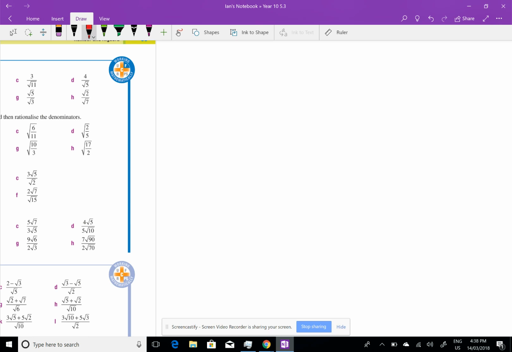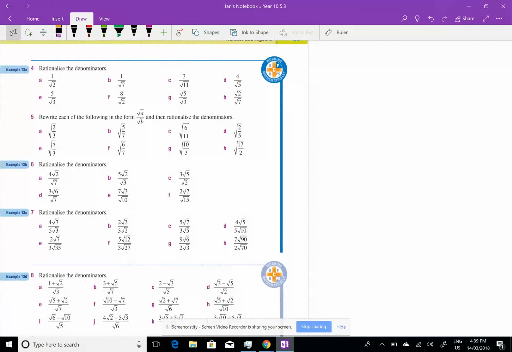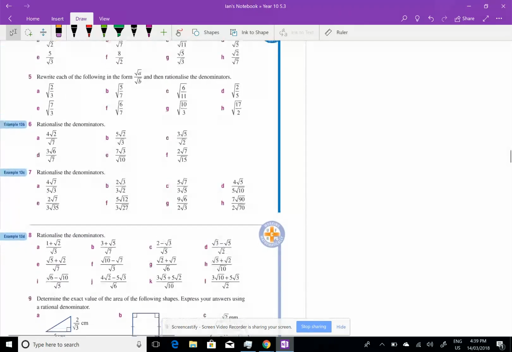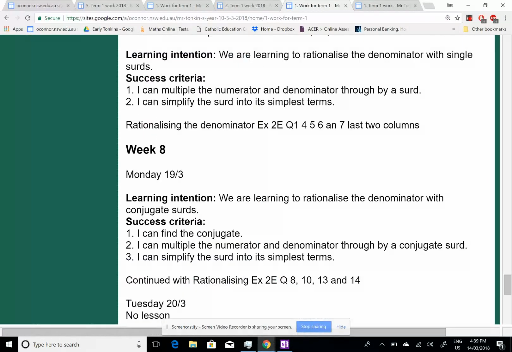Okay, Year 10, I'm going to do some rationalising the denominator where we only have a single surd. So I'm going to look at questions 4, 5, 6, 7, and maybe 8. Do we have to do question 8? Let me have a look. 4, 5, 6, 7, I'm going to cross off that one. We might do question 8 as well.